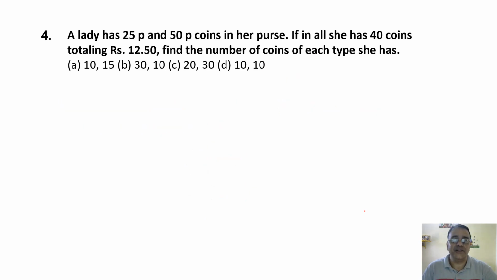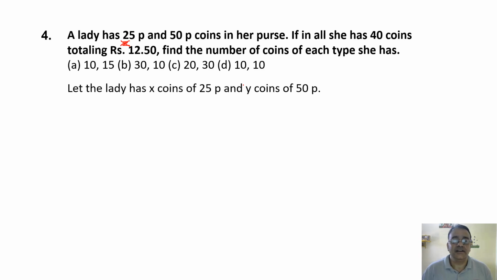A lady has 25 paise and 50 paise coins in her purse. If in all she has 40 coins totaling rupees 12.50, find the number of coins of each type she has. So there is a correction in the question paper. Here it was 212, it has to be taken as 12.50. Any student who got this question wrong, they can add 1 mark bonus, right?